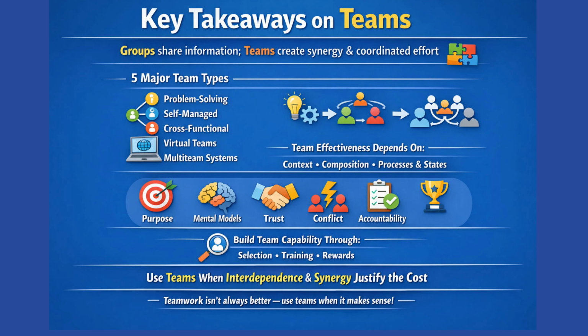In conclusion, groups and teams are different. Groups share information. Teams create synergy through coordinated effort. Organizations use 5 major team arrangements: problem-solving, self-managed, cross-functional, virtual teams, and multi-team systems. Team effectiveness depends on context, composition, and processes and states, especially purpose, mental models, trust, appropriate conflict, and accountability.